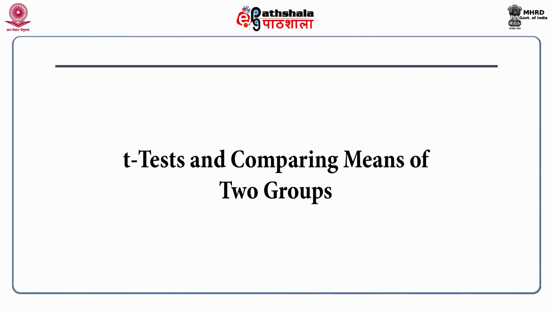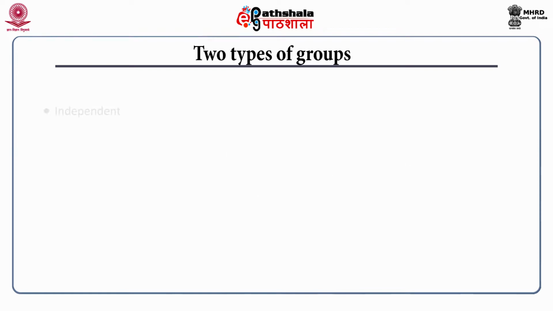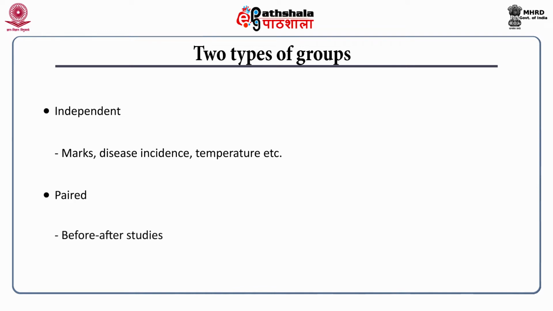Now let us see how T tests for the comparison of the means of two groups can be performed. There are two types of groups. One is called independent groups, for example, marks that students get in one subject and another subject, which are totally independent. Disease incidence and temperature are also independent groups, while paired groups are especially for before and after studies. For example, before a drug is administered and after the drug is administered, or the students' performance in the first semester and the same students' performance in the second semester, or the left eye versus the right eye. These are all paired measurements.